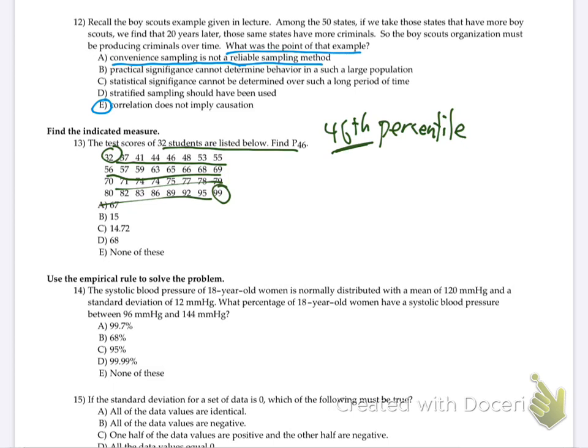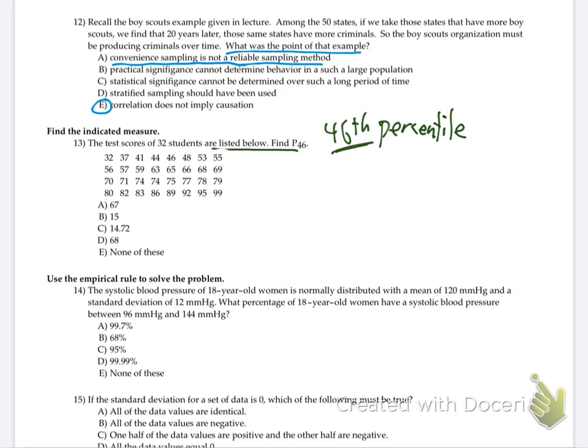It's just before half, right? 46% is just less than 50%. So find the number that's the 46th percentile. Remember, percentiles are ranking from 0 to 100. So which data value is just below halfway?